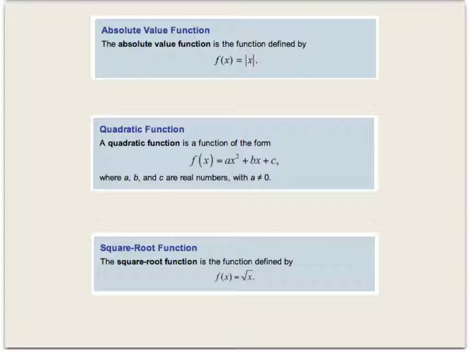There's 3 other functions that we're going to visit in this unit. The first one is the absolute value function, which takes f of x equal to the absolute value of something. The quadratic function, which we've done lots of in this class, ax squared plus bx plus c, makes a parabola. The square root function, we've also done a lot of, f of x equals the square root of x. So these are all things you've seen before. Now we're just going to talk about them as functions.